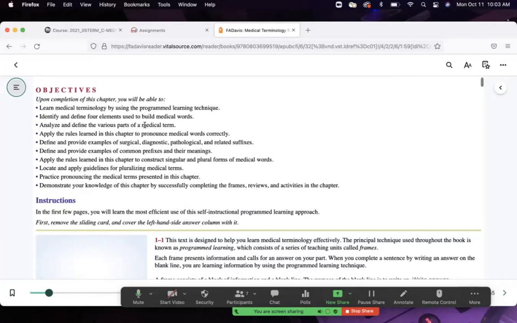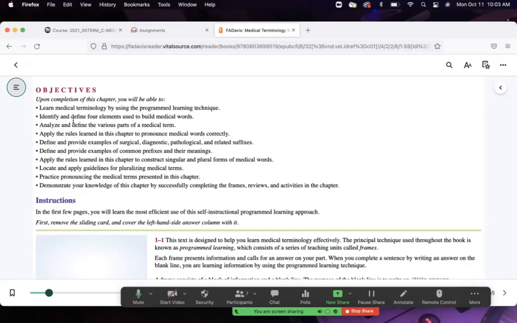The objective for this particular chapter is that we're going to look at medical terminology as a programmed learning technique. Many of you are already in the healthcare game and kind of know what the words mean. You have a definition in your head of what certain things mean. The programmed learning technique shows you the 4 elements, or 4 parts, on how to build a medical term. We don't teach you the medical terms per se, but we teach you the parts.